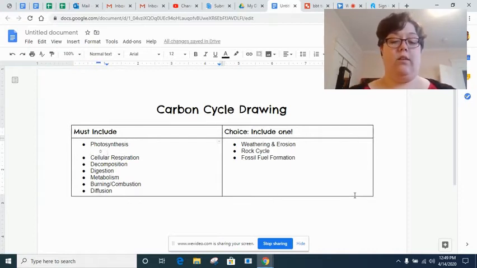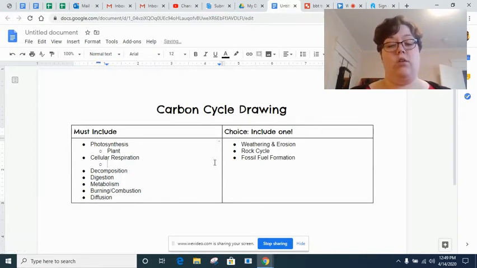So for photosynthesis, you'll have to include in your drawing a plant. And for cellular respiration, you'll have to include a living thing. All living things do cellular respiration of some stripe. So the world is your oyster. You can include it right there in your plant, or you can add another living thing.